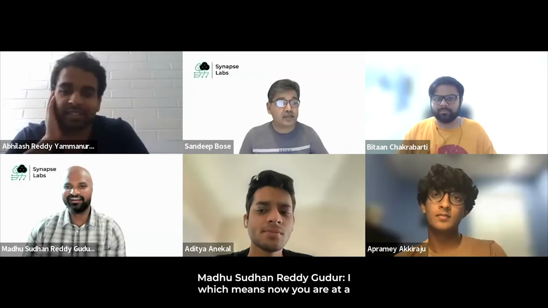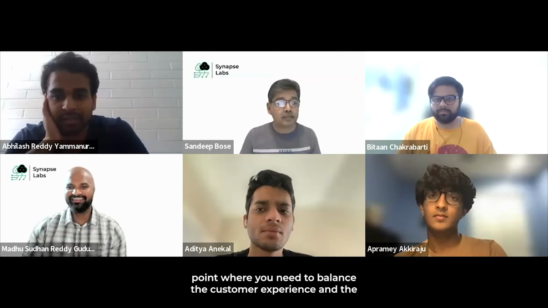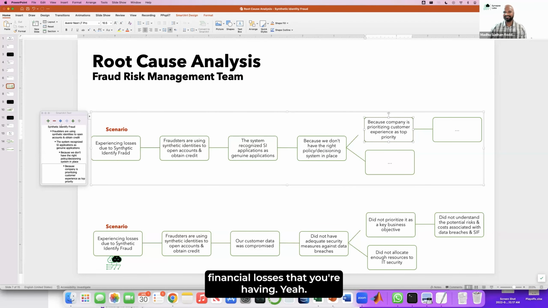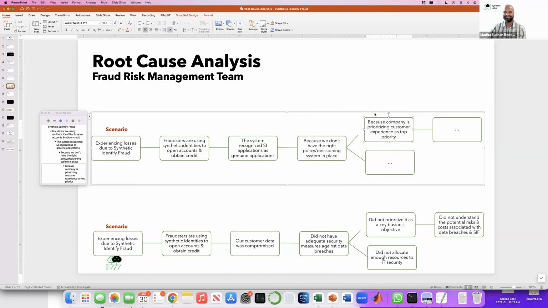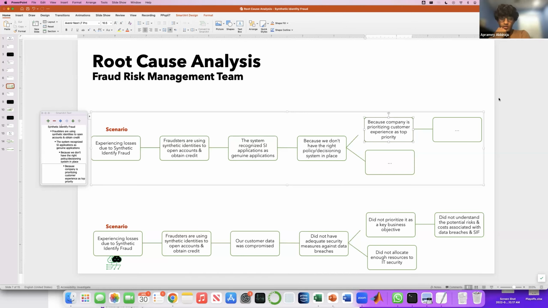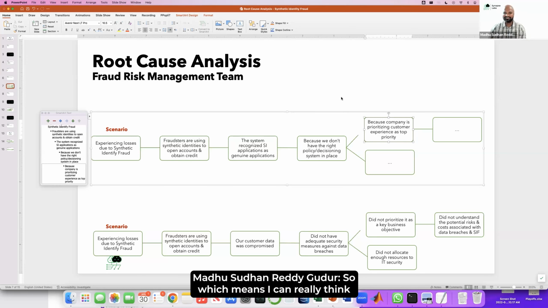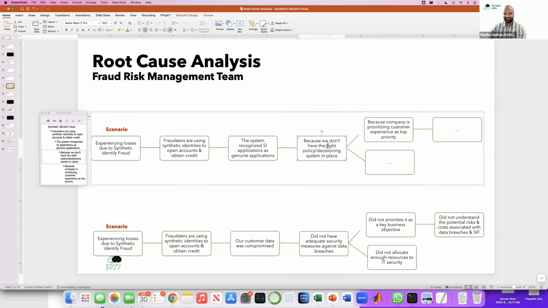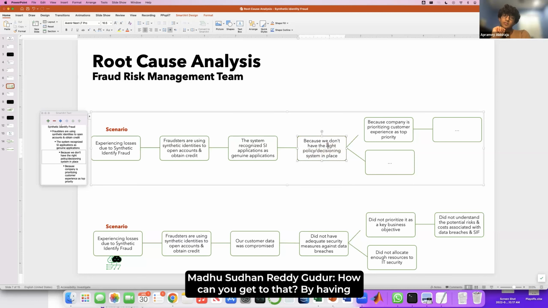Which means now you are at a point where you need to balance the customer experience and the financial losses that you are incurring. Right, and I feel like that's a big part of the problem as a whole: how do we come up with the perfect balance between the two? So when you think about this one, investigate a bit closer. We don't have the right decisioning system in place, which means you need a right decisioning system. How can you get to that?